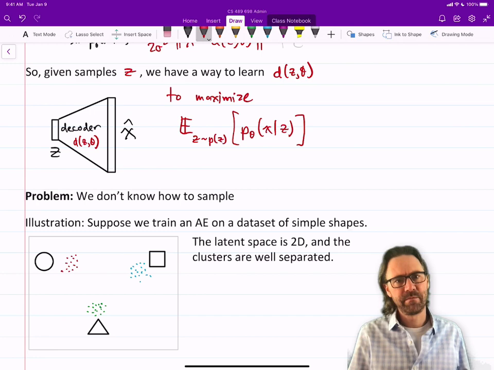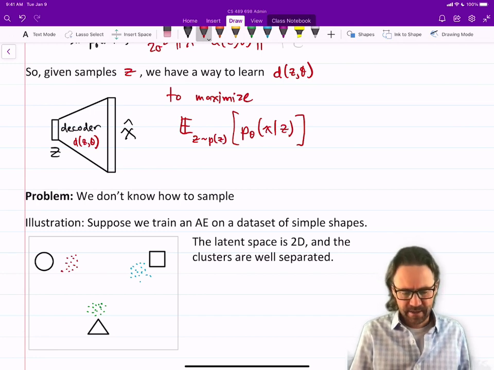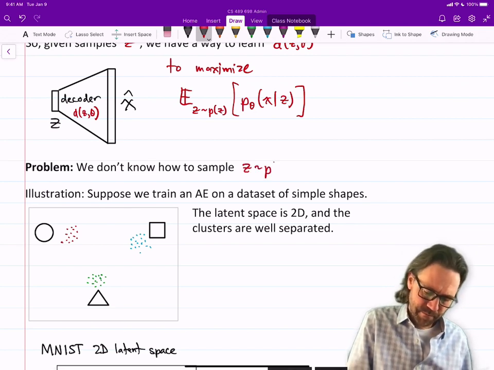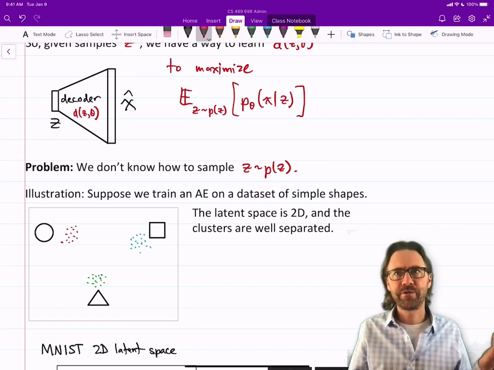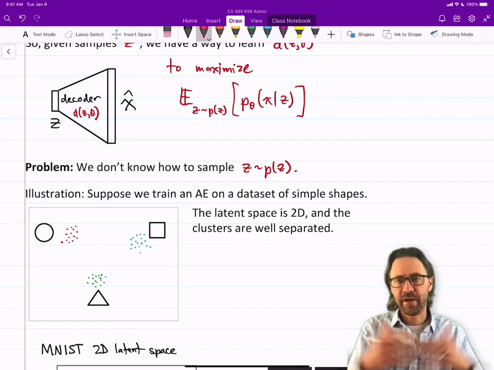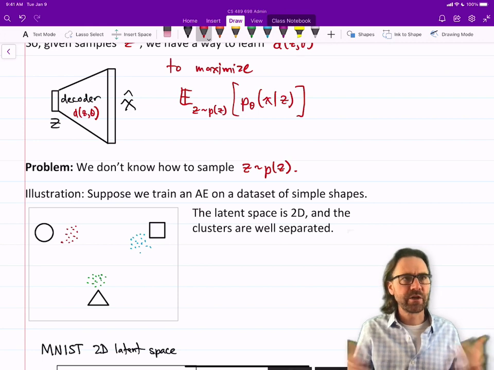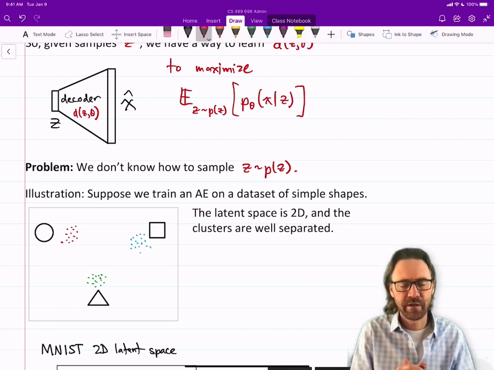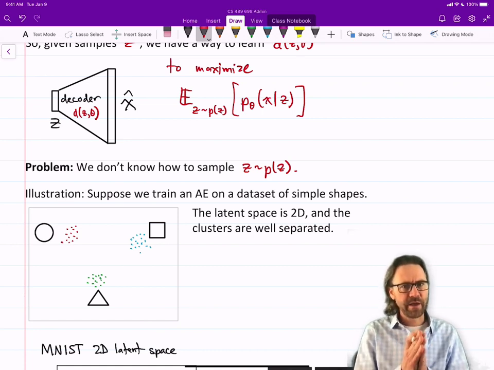Now here's the problem. We don't know how to sample Z. It's just this kind of arbitrary unknown thing. It could be any distribution. In fact, if Z is a 10-dimensional space, we'd have to integrate over or sample all of this 10-dimensional space, which is just infeasible. It's intractable. So let me illustrate why this is a problem.